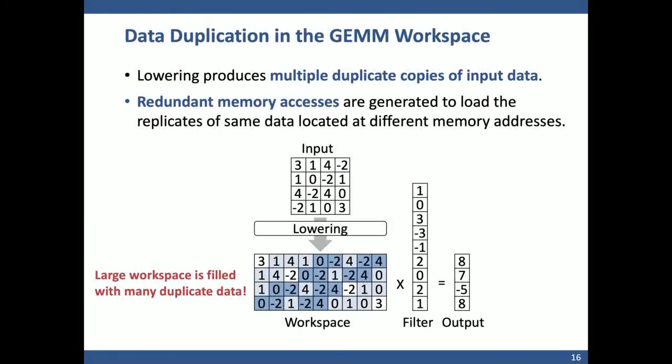However, lowering creates multiple duplicate copies of input data. As you can see in the workspace, it is filled with a number of duplicate data located in different positions of the workspace. As a result, redundant memory accesses are generated to load the replicates of the same data from different memory addresses.